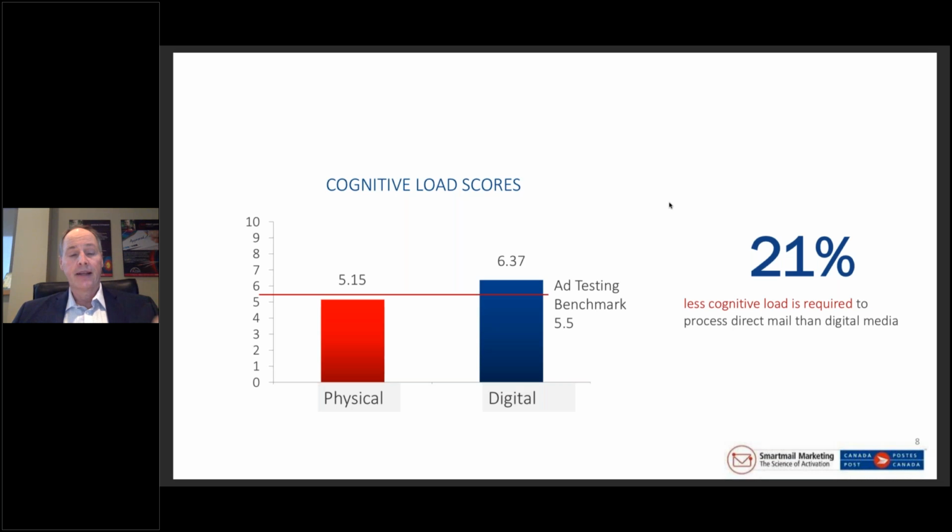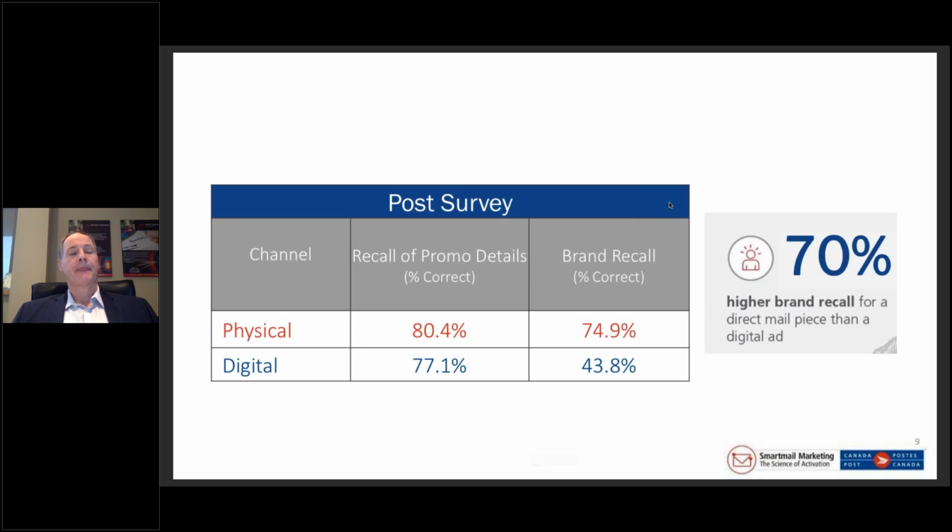As we go through the testing, we see that the physical versus digital cognitive load scores are relatively the same, but physical is a less load on your mind. What this truly means is that your mind isn't taxed with trying to understand it, deduce it, or read it. It's much simpler for your mind to understand it.